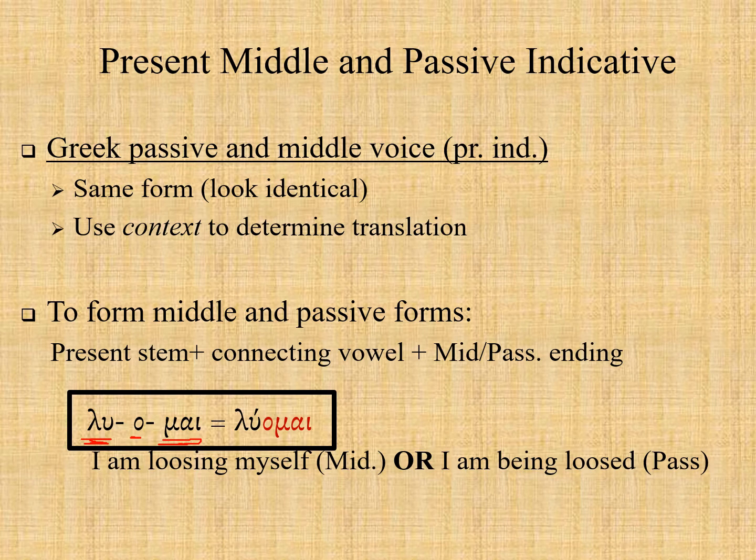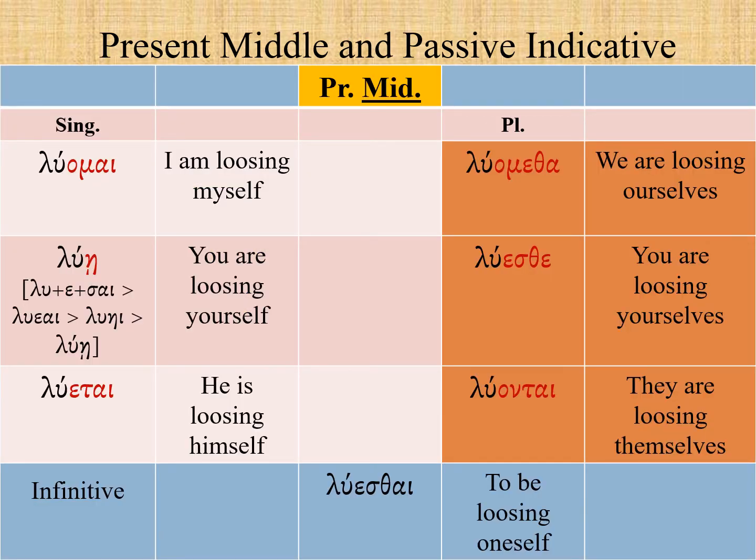And here you can see the chart from first, second, and third person singular and first, second, and third person plural in present middle voice. As you can see, the red indicates the personal ending. So luomai, I am loosing myself. Lue, you are loosing yourself. Luetai, luometha, lueshe, and luontai. Notice the second person singular has a rather complex contraction that actually brings about that second person singular ending, but you don't need to know the middle stages there.